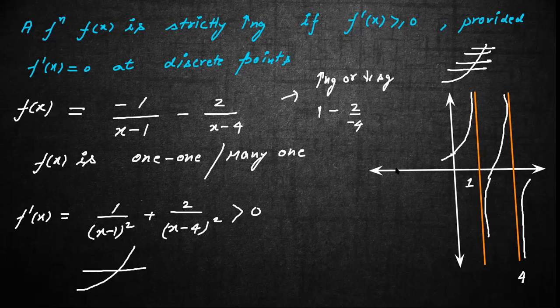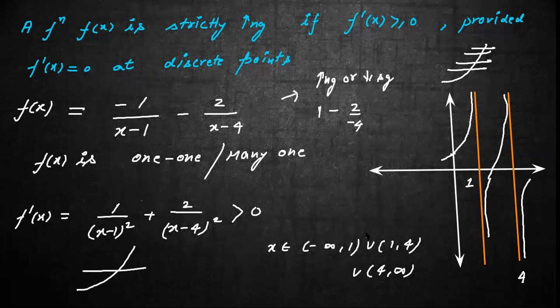So if you try to see, in its domain the function is increasing, there is no doubt, so you'll have to write down that domain. We cannot say the function is increasing for all x belongs to R. No. So we'll say that the function is increasing for x belongs to minus infinity to 1 union 1 to 4 union 4 to infinity. In this interval the function is increasing. That is the first point.